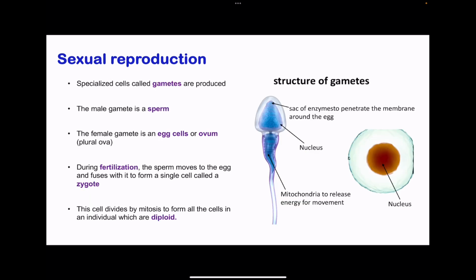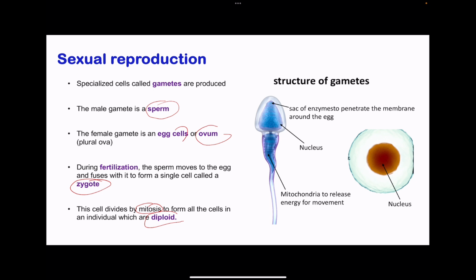Moving on to sexual reproduction, this involves exchange of gametes, and these gametes include the male and the female one. The male gamete is the sperm, while the female gamete is the egg cell, or you can call it the ovum. During fertilization, the sperm is going to move towards the egg and it's going to fuse with the egg, producing a single cell we call the zygote. This zygote is going to divide by mitosis, creating more cells, and then a full individual is going to be produced. These are going to be diploid for humans.